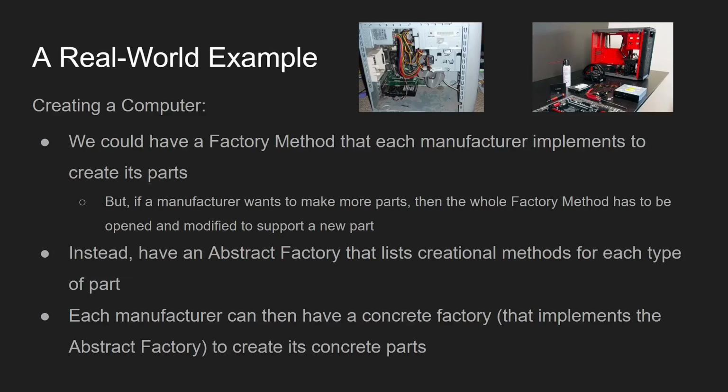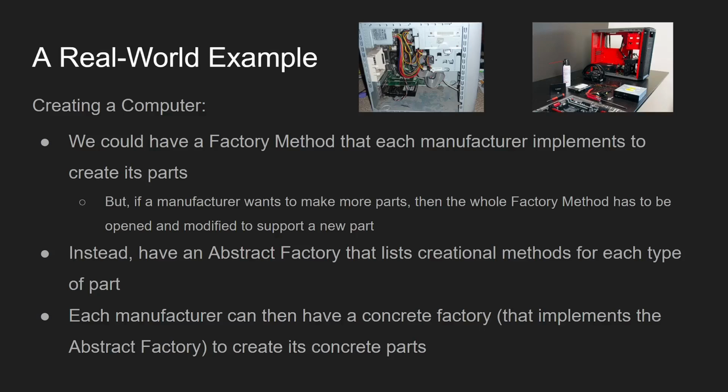We could have a factory method that each manufacturer implements to create its parts, but if a manufacturer wants to make more parts, then the whole factory method needs to be opened and modified to support a new part. This violates the open-closed principle as we want to only extend functionality without possibly affecting existing functionality.